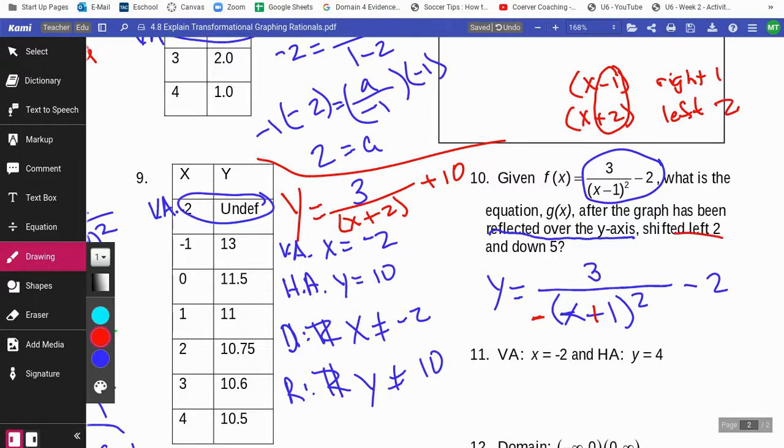And I do the same thing with down 5. Right now, we're at a negative 2. Down 5 more means that now I'm at a negative 7, right? So down 2 is where I was. I go down 5 more. I combine those two numbers, and that gives me a negative 7. Okay, so again, I started from the equation it gave me.